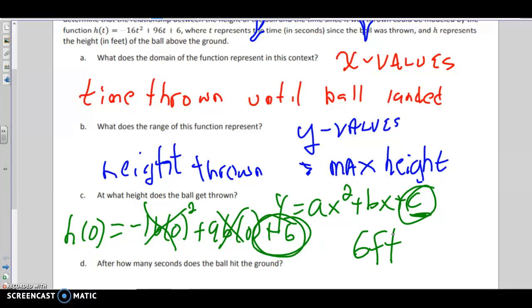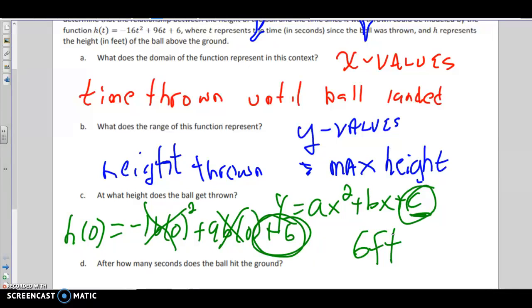So hopefully you saw that you really didn't have to do any math. You could just look at that constant term, that c term that is not attached to a variable. And that is your initial height. That is the height the ball is above the ground. Which makes sense if you think about it.